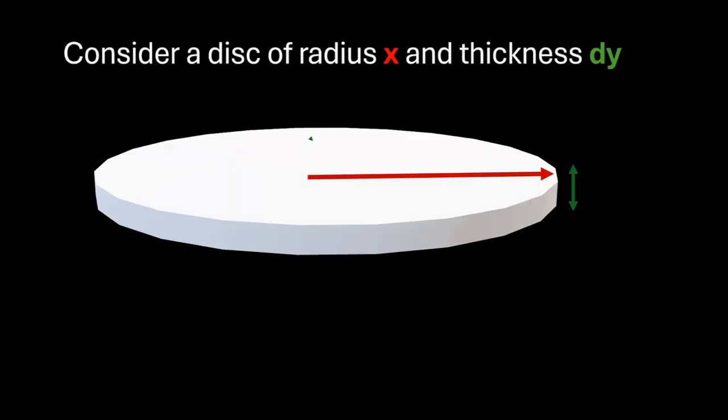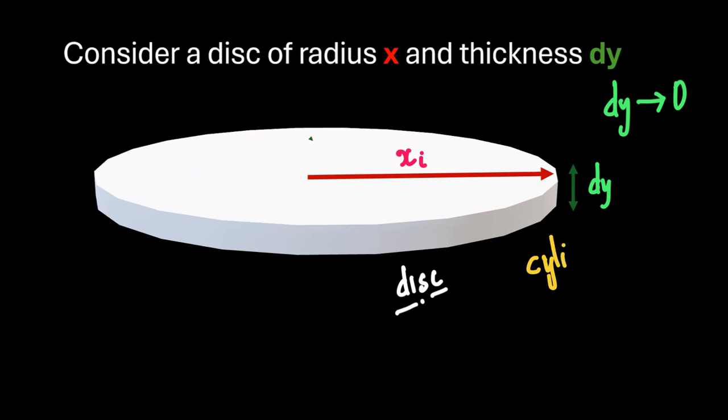Now let's see the visualization part. So this is what was mentioned earlier. This is a small disk of thickness dy, where dy tends to 0, which means the disk is very small. The radius of this disk is, say, x, or better to say, xi. Now this can be assumed to be a cylinder or a slab.